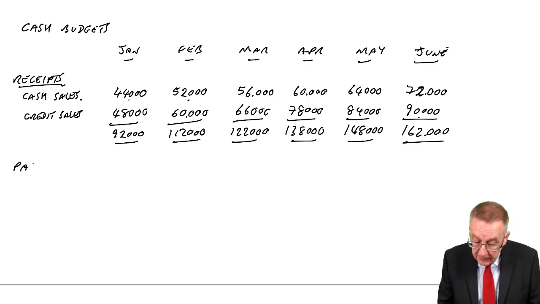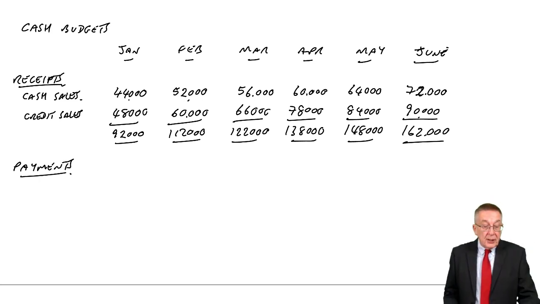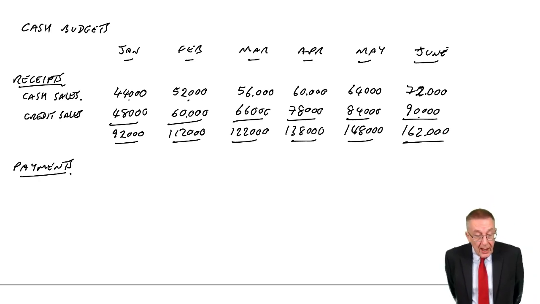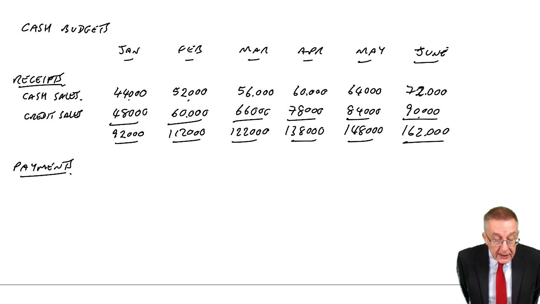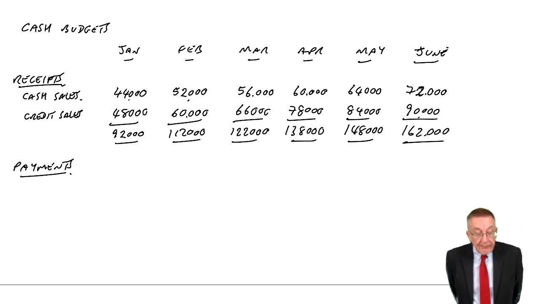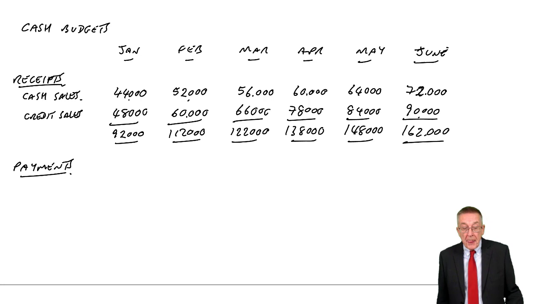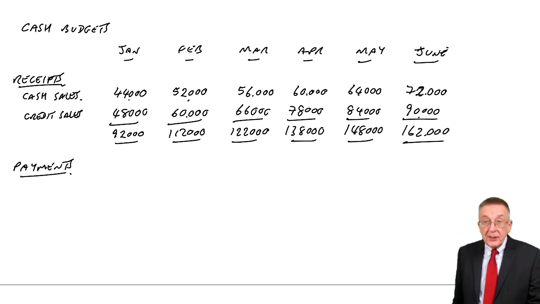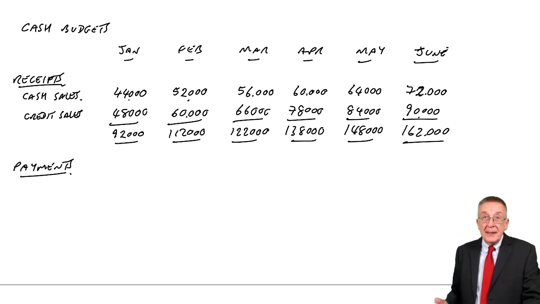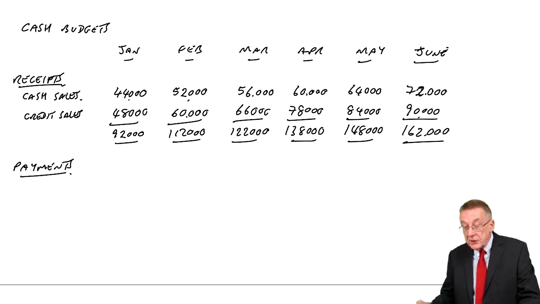Now let's look at the cash payments, and let's do them in turn. In the top table, we're told what purchases we expect each month. But if you look at B, purchases are paid the month following purchase. So we're taking 1 month's credit. November's purchases will be paid for in December, but we're only doing January to June.